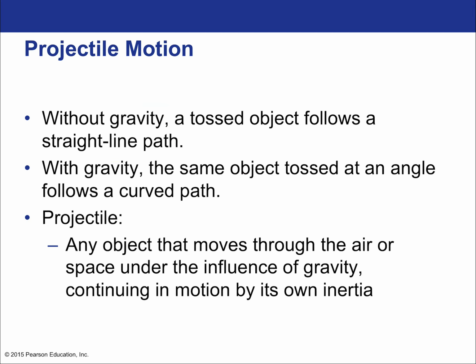Because gravity is going to act in one direction only, it's constantly changing that velocity vector. So the definition of a projectile is any object that moves through the air or space under the influence of gravity, continuing in motion by its own inertia. So rockets would not be a projectile because they continue in motion with more than their own inertia. They have thrust. Anything that is not in a gravitational field, so objects in deep space, would not be a projectile because there's no gravity to act on them. But things like launching a cannonball, throwing a ball, tossing a rock off the side of a cliff or into a lake, those are all examples of projectiles.